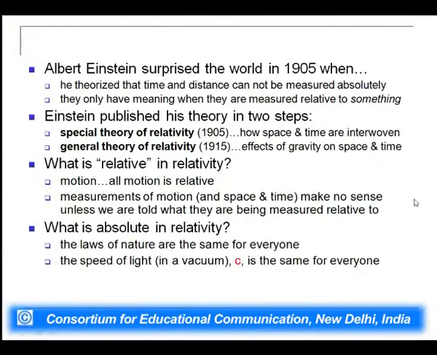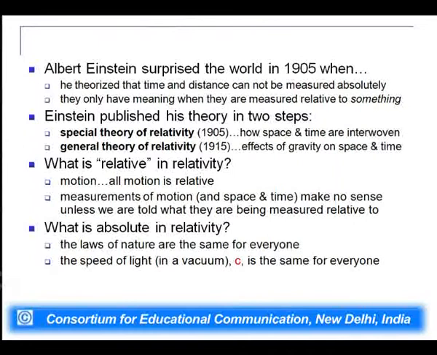Then Albert Einstein surprised the world in 1905. He said that time and distance cannot be measured absolutely. It means they are not fixed, they may change. Second, he told that they only have meaning when they are measured relative to something, which means all the values will change if we relate time and distance to other things.